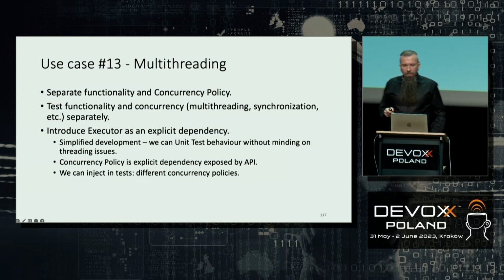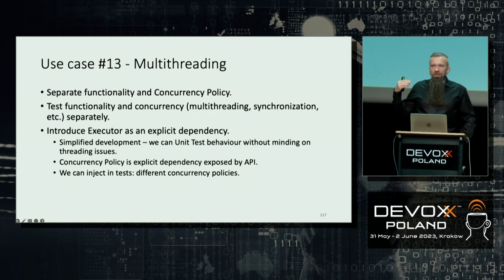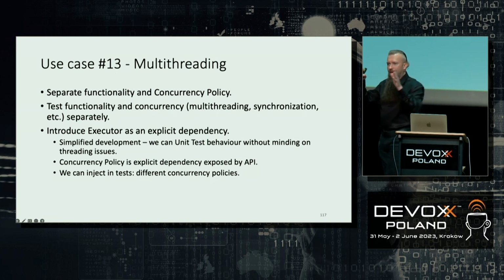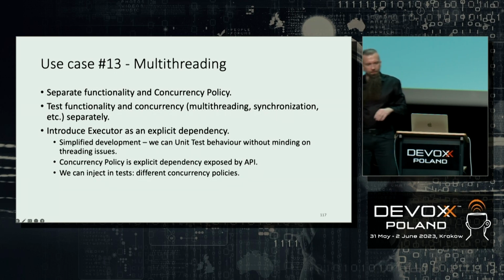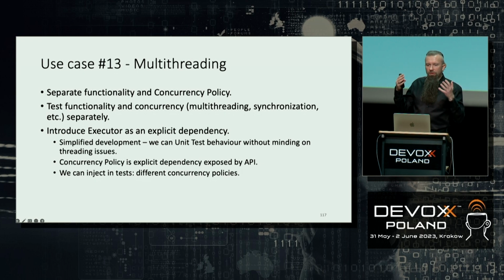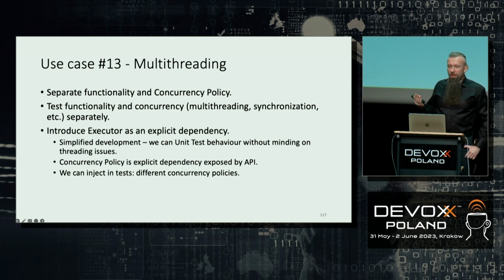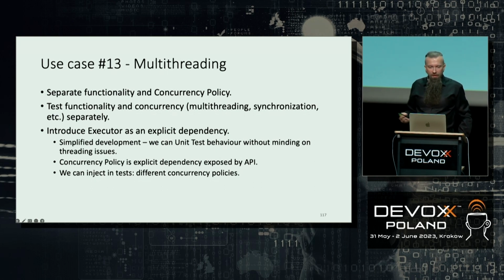Use case number 13, multi-threading. So let's push this idea even further. In the previous case, we were separating the fault tolerance and resiliency from business rules. Now we are going to separate the business rules, functionality, and the concurrency policy. So we would like to test functionality and concurrency, multi-threading, synchronization, and so on separately.